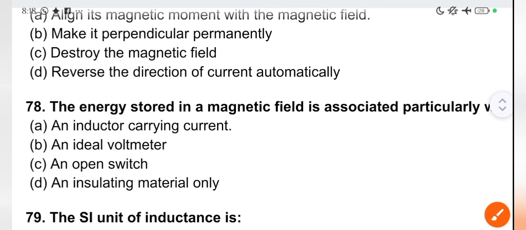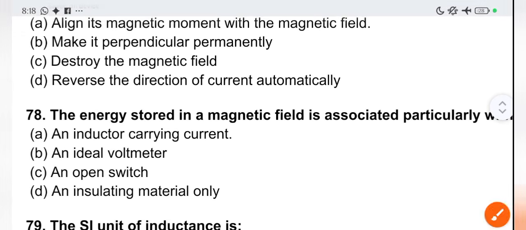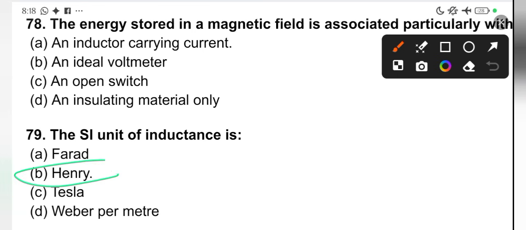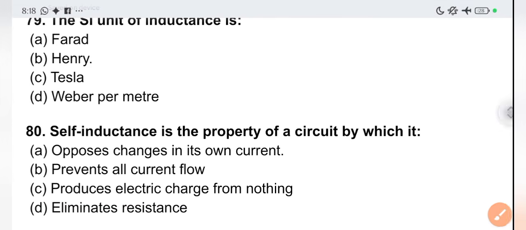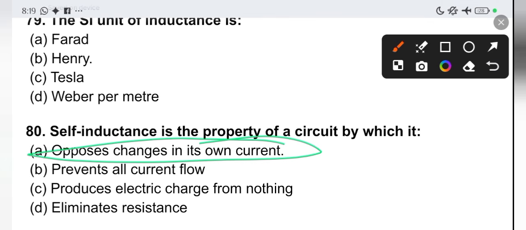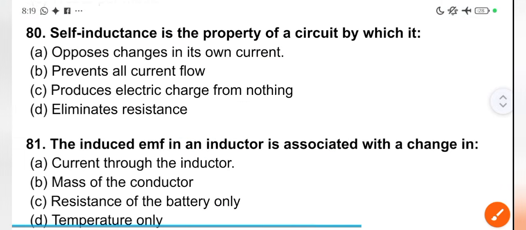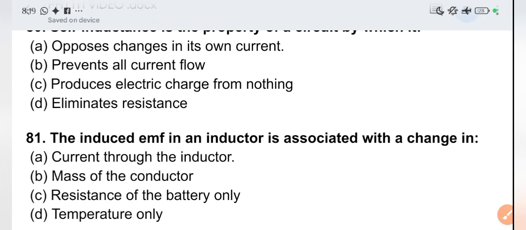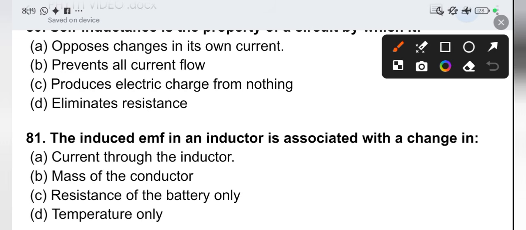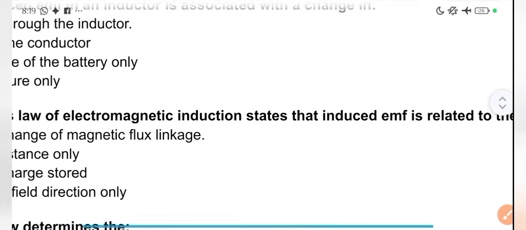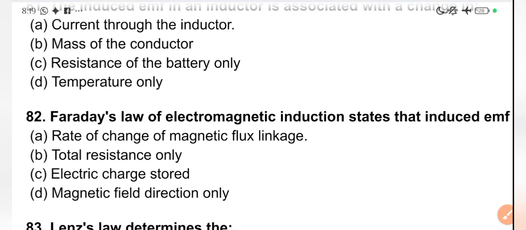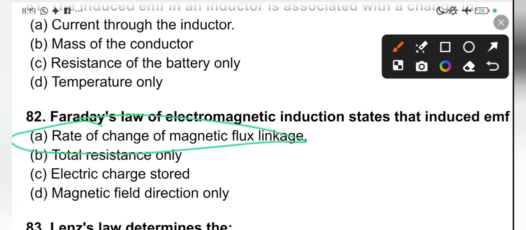The energy stored in a magnetic field is associated primarily with an inductor carrying current. The SI unit of inductance is Henry. Self-inductance is a property of a circuit by which it opposes changes in its own current. That is inductance. The induced EMF in an inductor is associated with a change in current through the inductor. Faraday's law of electromagnetic induction states that induced EMF is related to the rate of change of magnetic flux linkage.